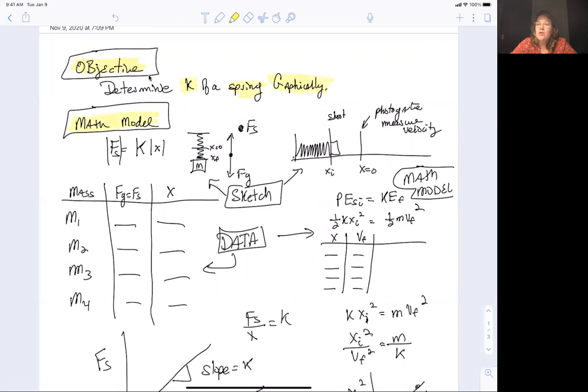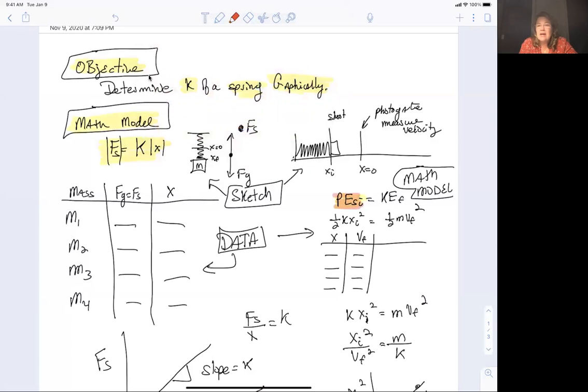Okay. There's only two equations that you have that are related to the spring, and that is force of a spring and the potential energy due to a spring. Those are the only two equations that have K in it. So if you are trying to create a math model for solving for K, you only have two choices. So let's look at the potential energy due to the spring first. So I'm going to look at this one first.